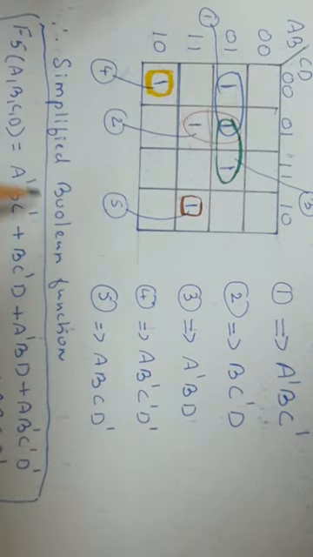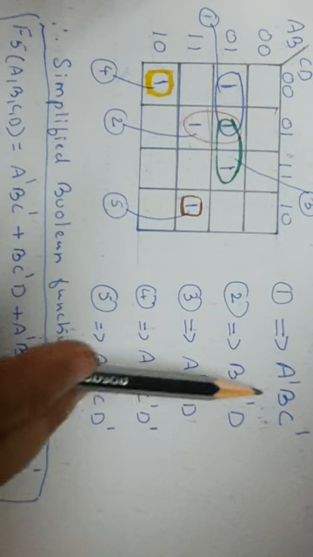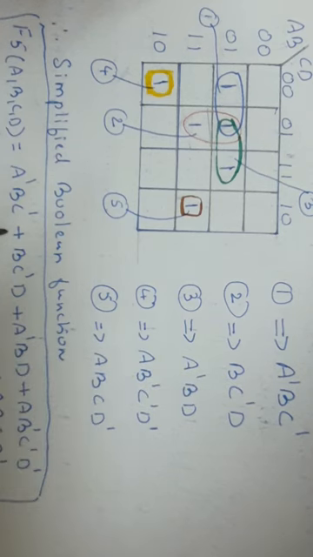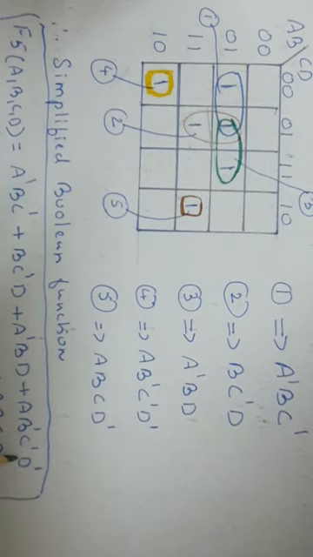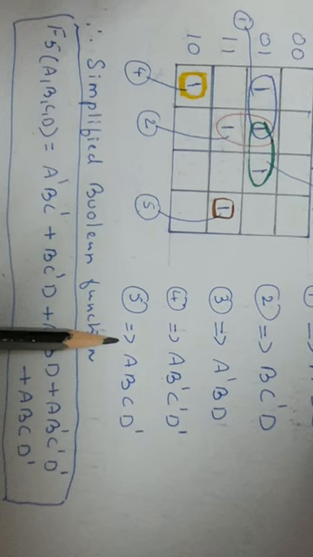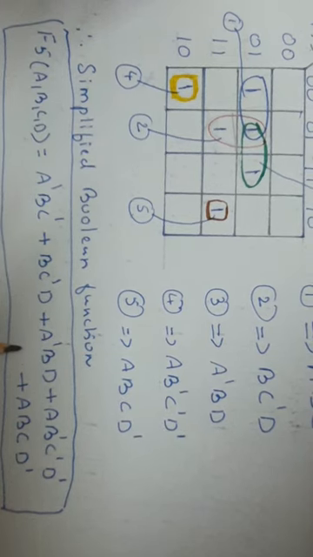Hence the simplified Boolean expression is F of ABCD equals A dash BCD, or A dash BC dash, or BC dash D, or A dash BD, or AB dash C dash D dash. This is from the fifth group. And this is the solution. Okay? I hope you understood.